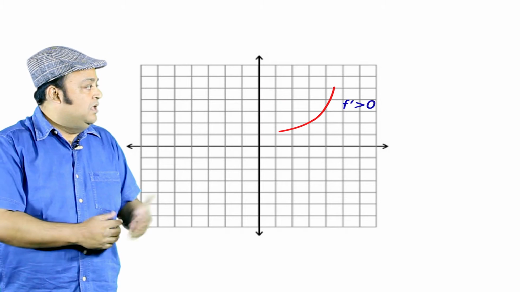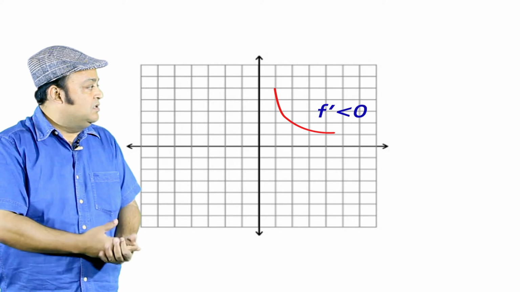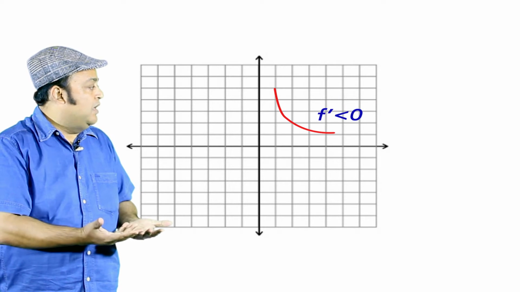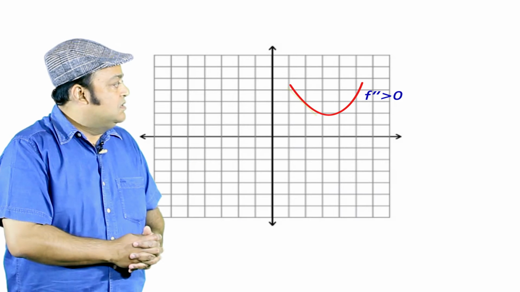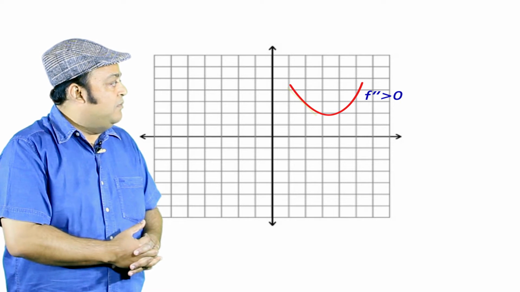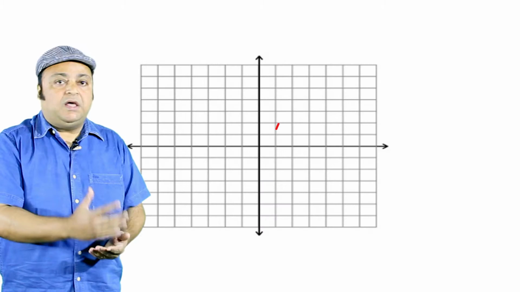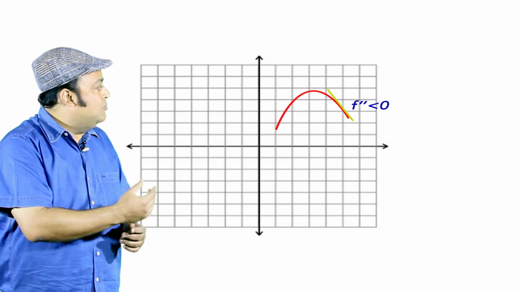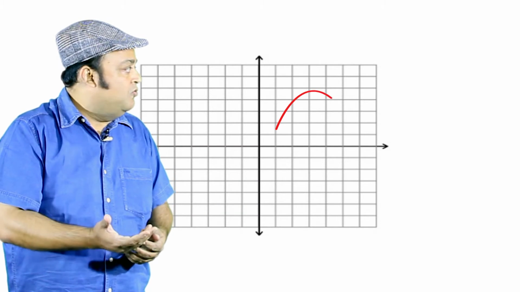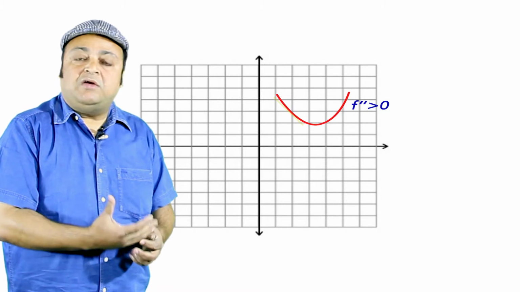We know that an increasing function, f dash greater than 0, will look like this, and a decreasing function, f dash less than 0, will look like this. More importantly, a curve which is concave upwards will have f double dash greater than 0, because the tangent changes slope from negative to positive. Again, the graph concave downwards will have its slope from positive to negative. So, f double dash will be negative. In short, f double dash less than 0 would mean concave downwards, or f double dash greater than 0 would mean concave upwards.